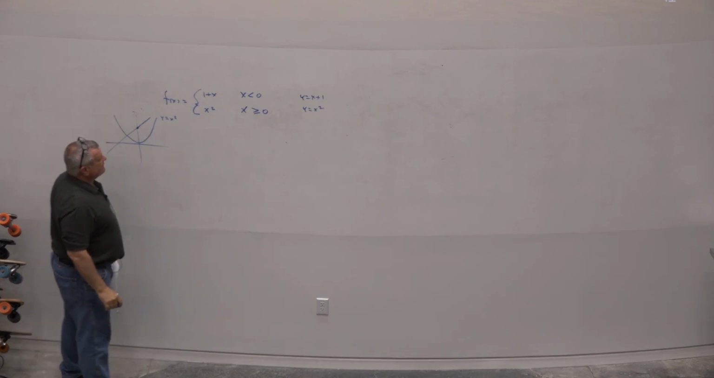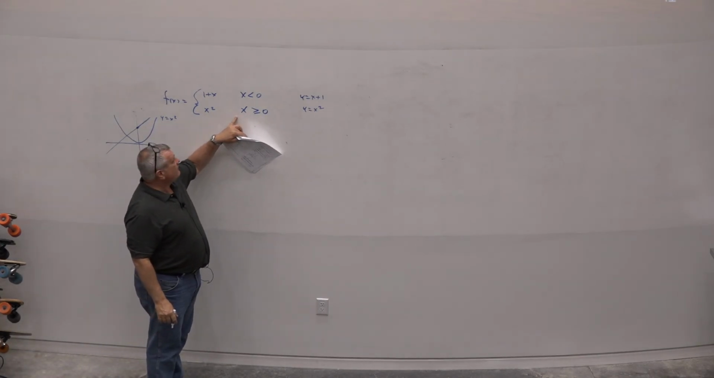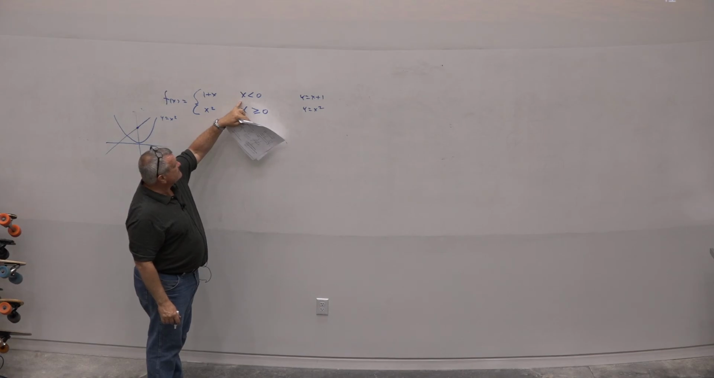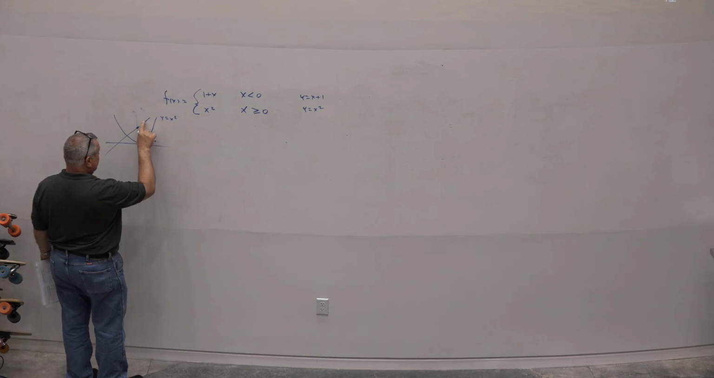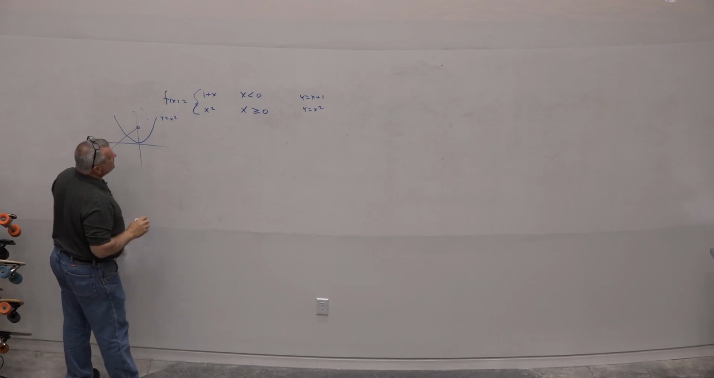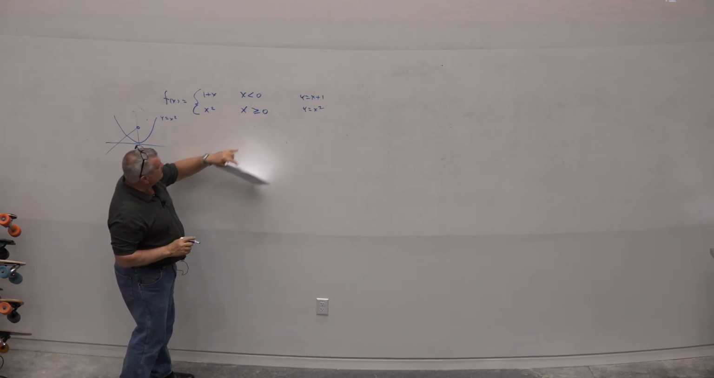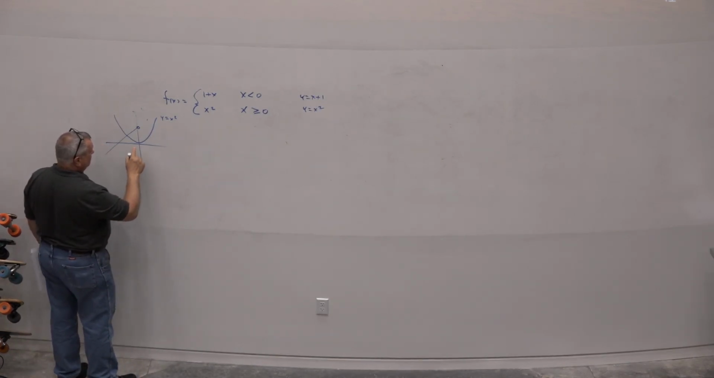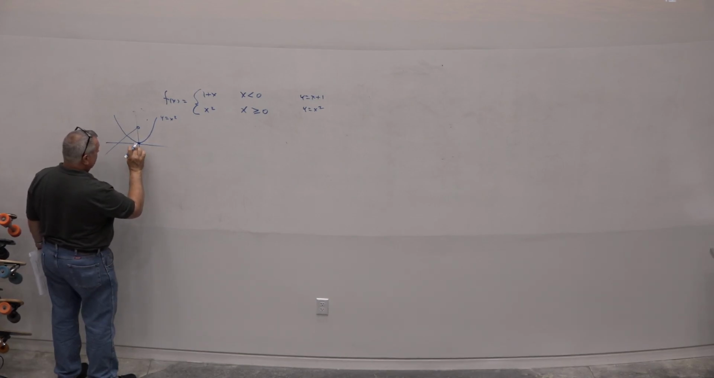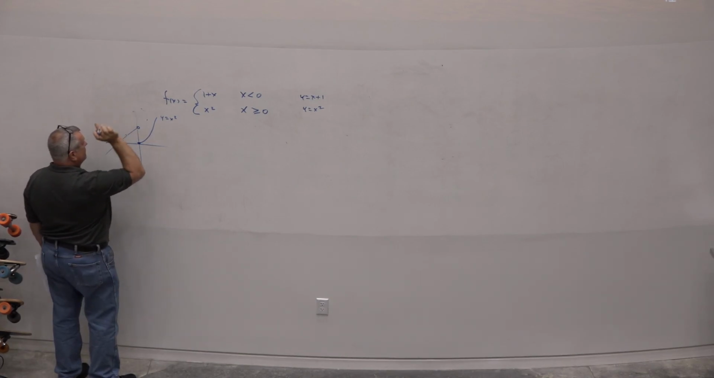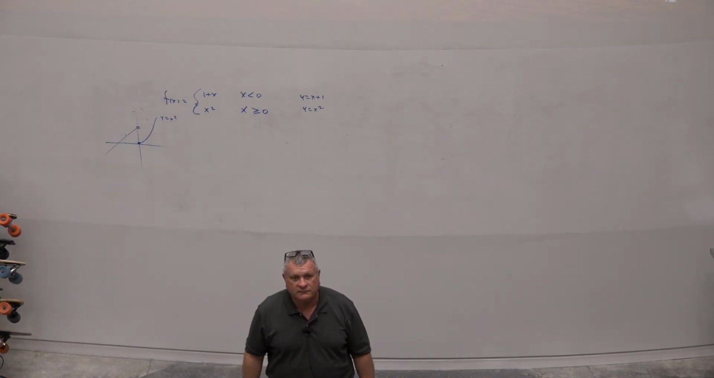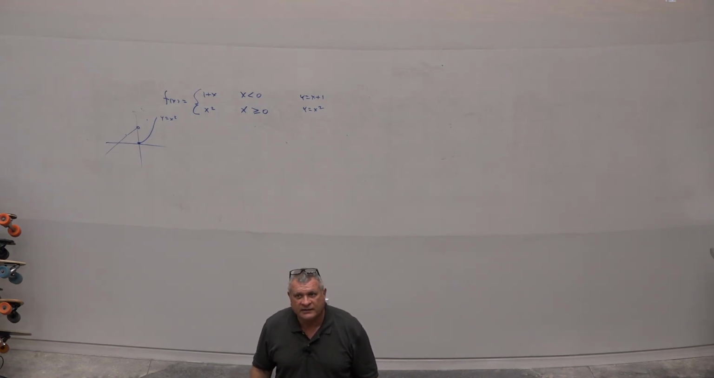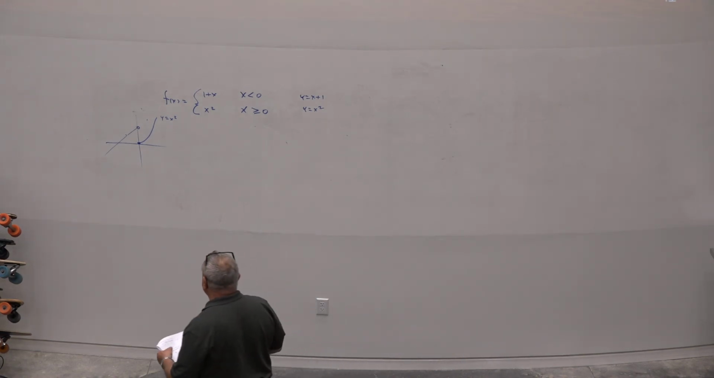Now I've got to think about the domain here. This is only good when x is less than 0. So this doesn't exist here. Actually there's a hole here. And this is good for x greater than or equal to 0. So there it is. And this doesn't exist here. All right, now I've got my function. That's what it looks like. Is this continuous? No, it's not continuous. It has a jump to it.